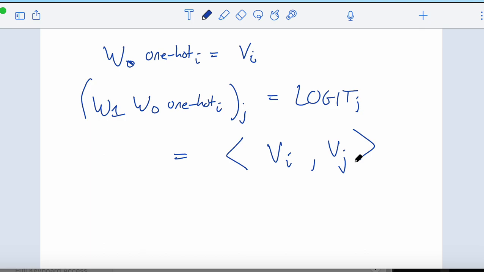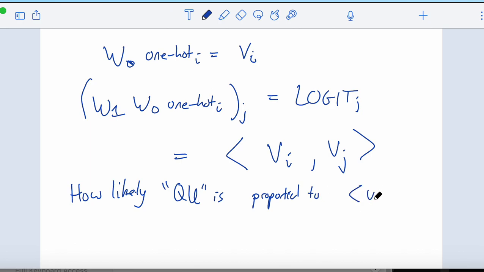So if you want to know how much is the logit j, you just do the inner product of the vector representation of the letter Q with the vector representation of the letter U. So how likely QU is is proportional to this: you have VQ and VU, and you just do their inner product, and that tells you what it is. So it's doing matrix multiplication. Matrix multiplication and inner products are the same thing if you have the dimensions set correctly. And that is what I have written here.